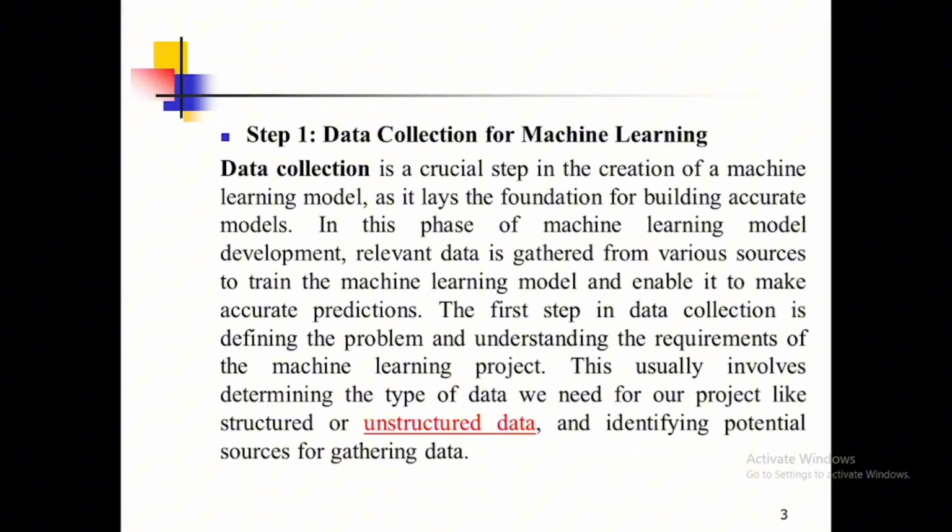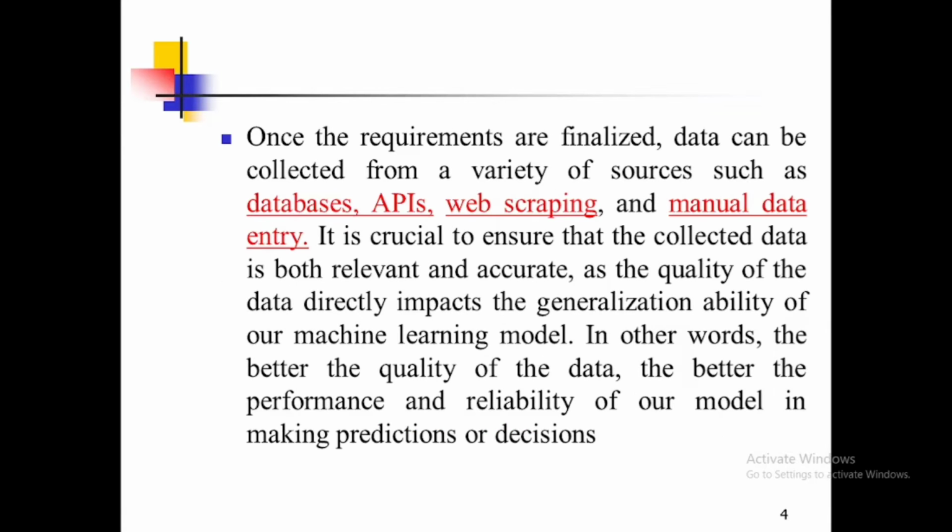This usually involves determining the type of data we need for our project, like structured or unstructured data, and identifying potential sources for gathering data. Once the requirements are finalized, data can be collected from a variety of sources such as databases, APIs, web scraping, and manual data entry. It is crucial to ensure that the collected data is both relevant and accurate, as the quality of the data directly impacts the generalization ability of our machine learning model.